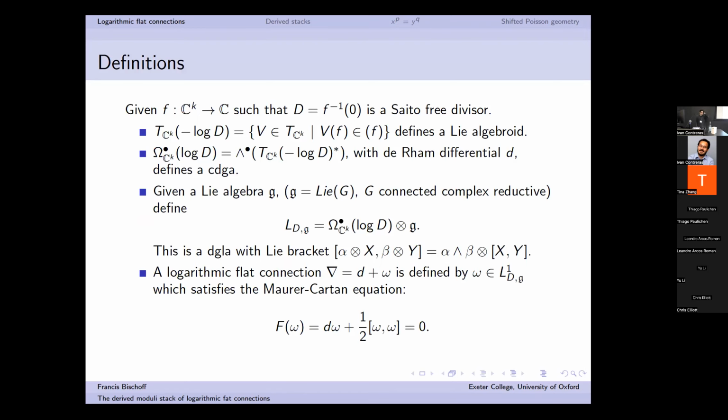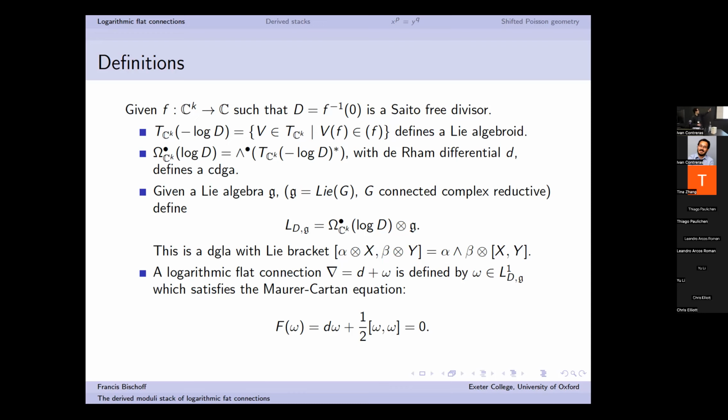So here's the definition. Again, we have the function f, which defines a hypersurface D. The first thing we can define, the top bullet point, is the logarithmic tangent bundle. By definition, this is the vector fields on C^k that are tangent to the hypersurface. Or stated differently, they're the vector fields such that if you differentiate the function f, you get a multiple of f. It preserves the ideal generated by f. So for a general hypersurface, this is just some coherent sheaf, which is not necessarily coming from a vector bundle.